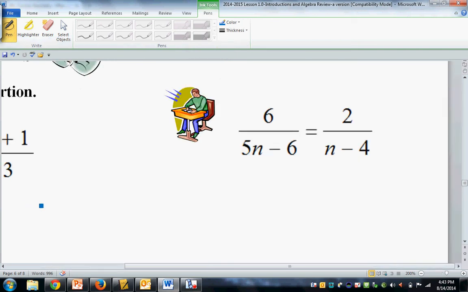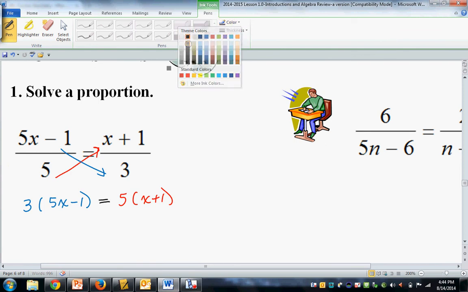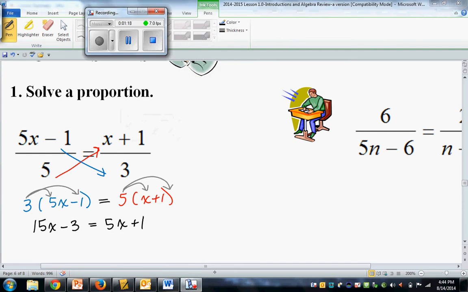And now as you do that, step 2 is to actually write out your distributive situation here. And so we're going to have 3 parentheses 5x minus 1 equals 5 parentheses x plus 1. And then you want to do the distributive. Put your pen on 3 and you draw 2 distributive lines. Next line reads, this is 15x minus 3 equals 5x plus 1.